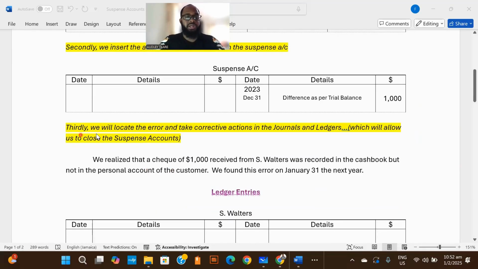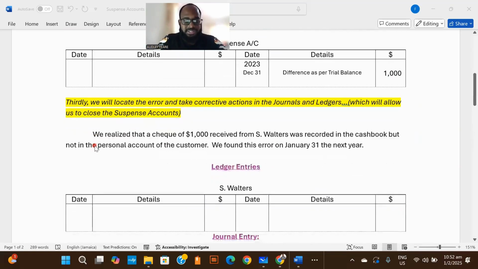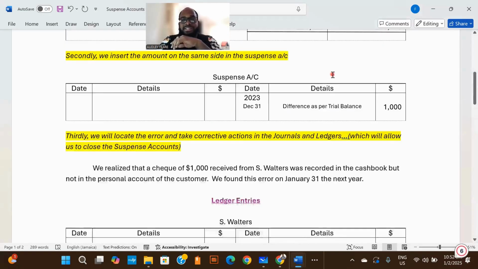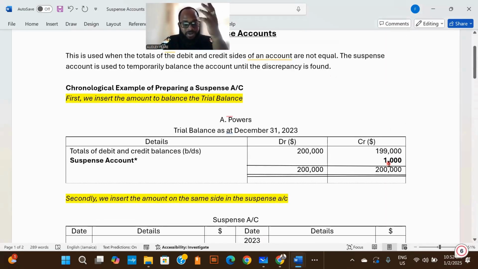Thirdly, we will locate the error and take corrective actions in the journals and ledgers, which will allow us to close the suspense account, because now we would balance the trial balance, so we would not need the suspense account anymore. So how do we do this? We realize that a check of $1,000 received from S. Walters was recorded in the cash book, but not in the personal account of the customer. So our cash book would have been debited and we were supposed to credit S. Walters $1,000. That's the reason why this is short by $1,000.